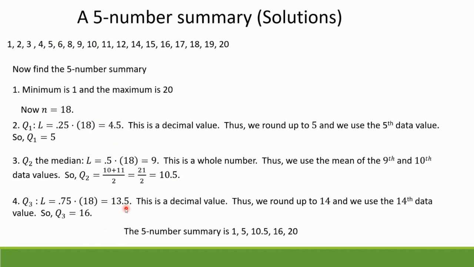So our 5-number summary is the min, Q1, Q2, Q3, maximum. These numbers.